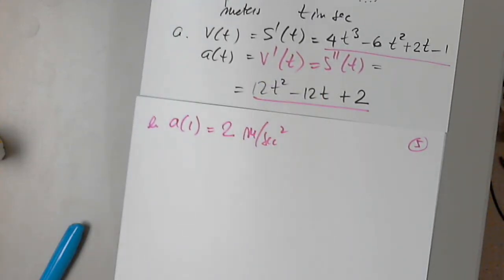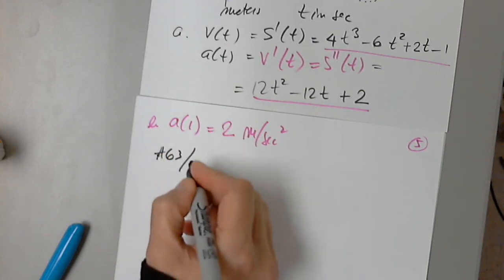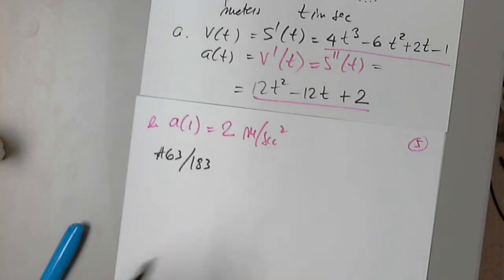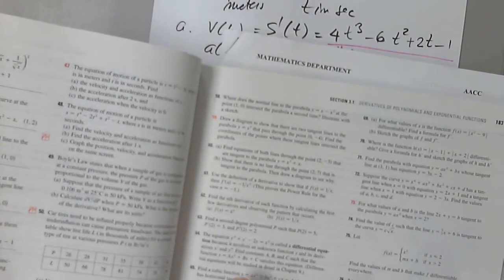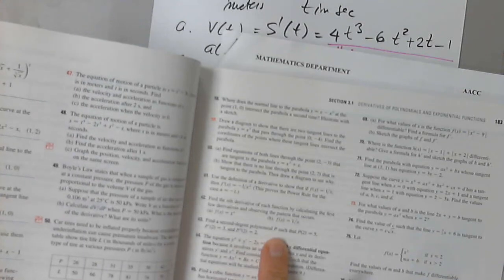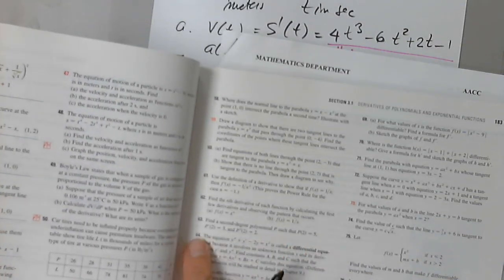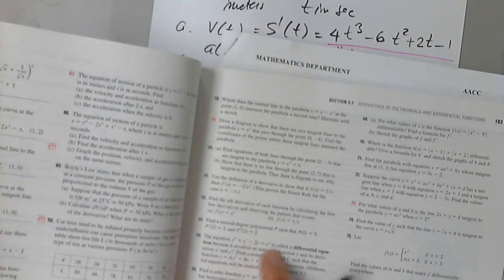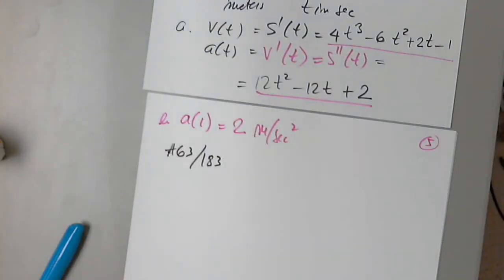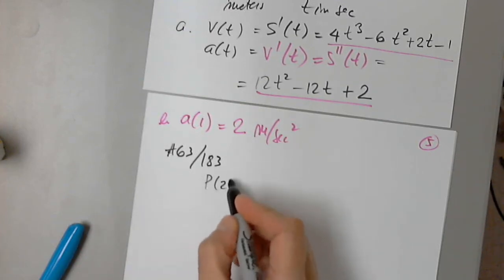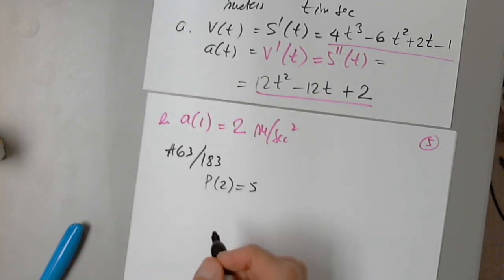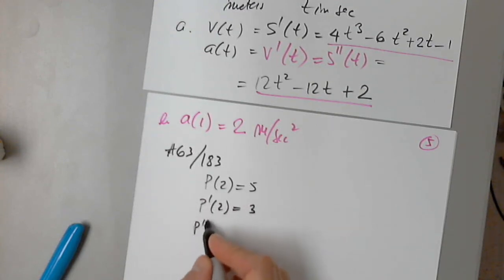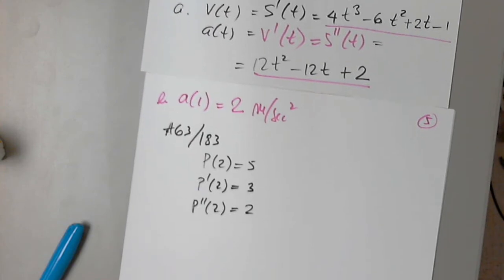Okay, let's take a look at also the second derivative. Yes, problem 63 on page 183. We're asked to find the second degree polynomial. Find the second degree polynomial p such that p of 2 is 5, p prime of 2 is 3, and p double prime of 2 is 2. Let's see how we address this issue. So p of 2, they say it's 5. P prime of 2, they say it's 3. And p double prime of 2 equals 2.